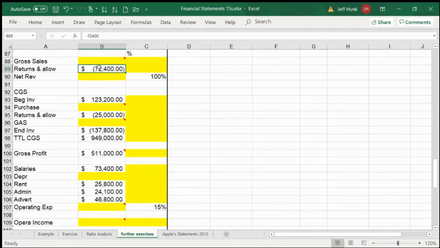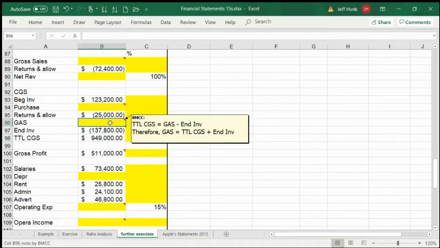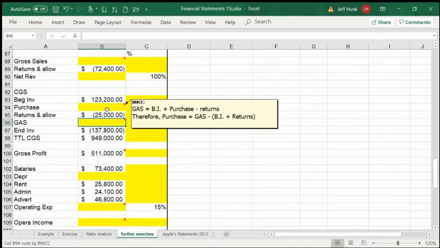But the returns and allowances is already negative. So if you just simply add them up, you would get this. But then you have neither, right? So how would we figure out either one of them? We have no way to figure it out the way it is now, so we'll have to move on. But at least, oh, here's something we know. We can figure out what GAS is.